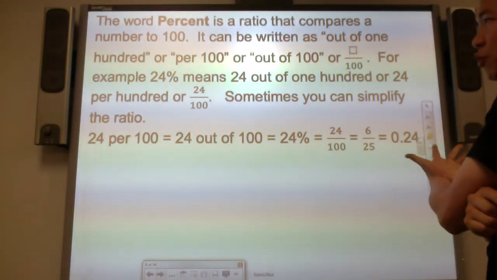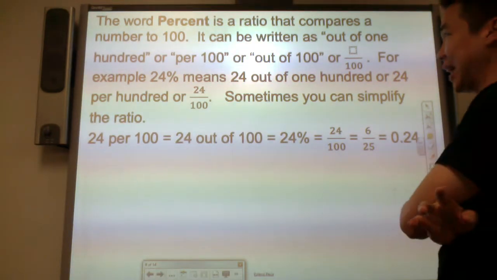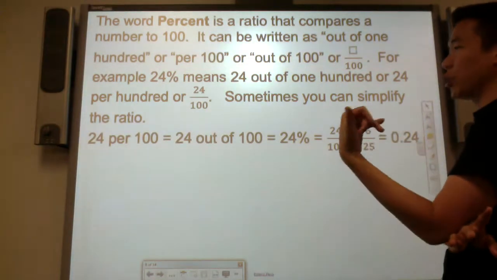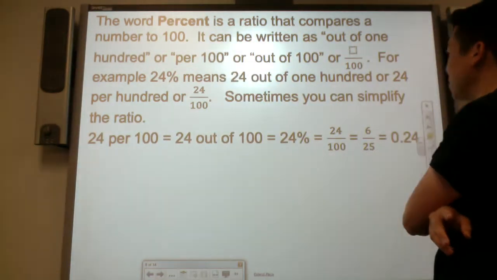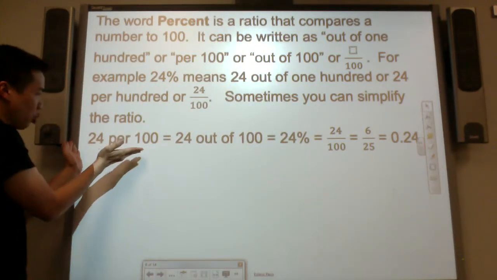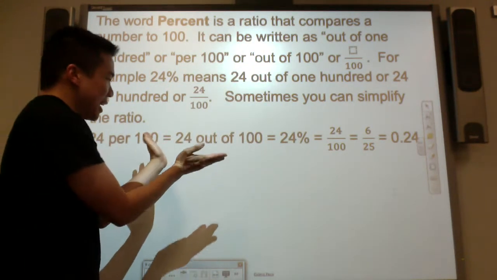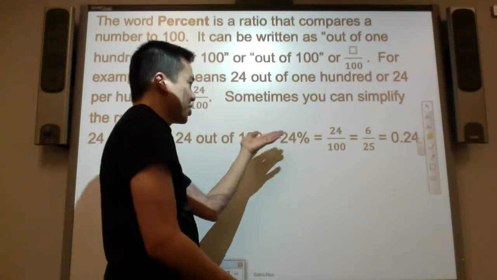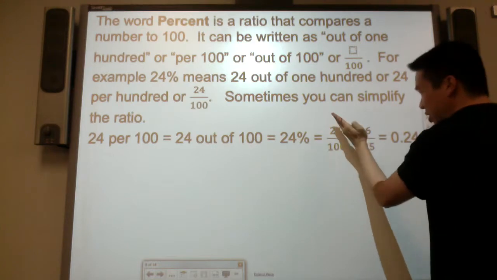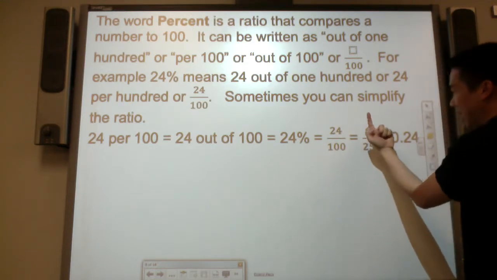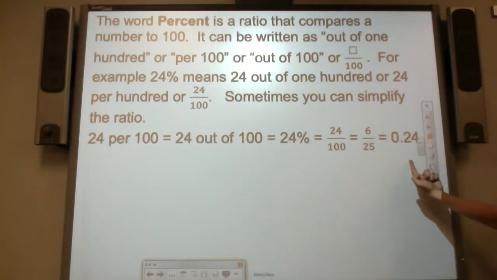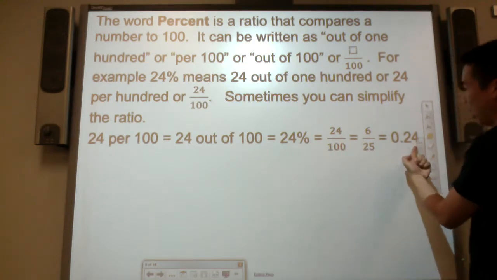For example, let's do 24%. 24%, you can say it as 24 out of 100, 24 per 100, or 24 over 100. Sometimes you can simplify the ratio. So there are so many ways of saying this. 24 per 100 is the same as saying 24 out of 100, which is the same thing as saying 24%. And percent means per 100. So 24 per 100 simplified breaks down to 6/25. And then you can write it as a decimal as 24 hundredths.